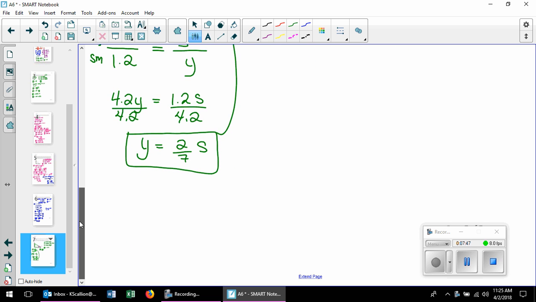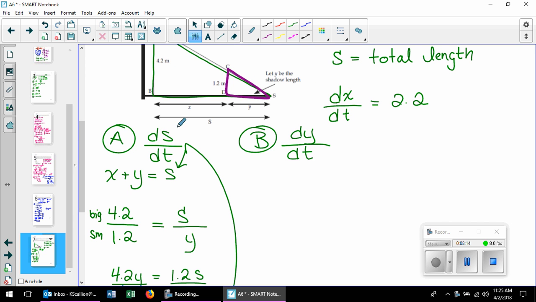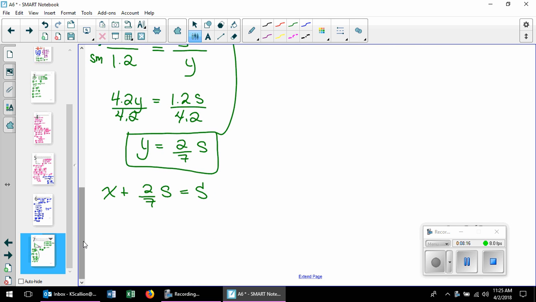So we now know what y is. So we have x plus 2/7s s equals s. Any suggestions? Don't you think we should solve for s? Seem like a good idea? We need that in our equation. Anybody? No? Because we need s, because we're solving for the derivative of s. So we need to make this equation equal to s.